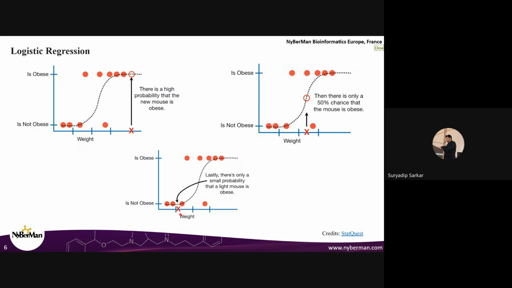And that kind of makes sense, right? Logically, if the mouse is heavier, it is more likely to be obese. If the mouse is lighter, it is very less likely to be obese. And if the weight is somewhere in the middle, there is almost an equal chance of it being obese or not obese, right? So this is how it logically makes sense. This is the intuition behind converting a discretized problem to some sort of a continuous problem.